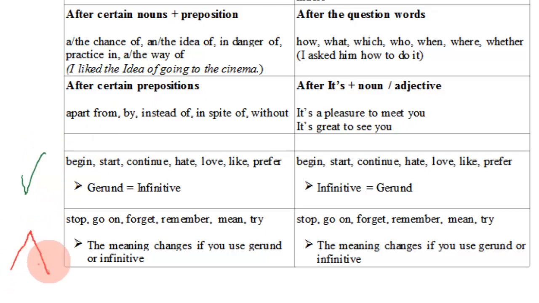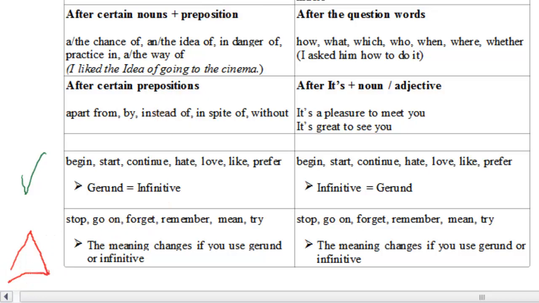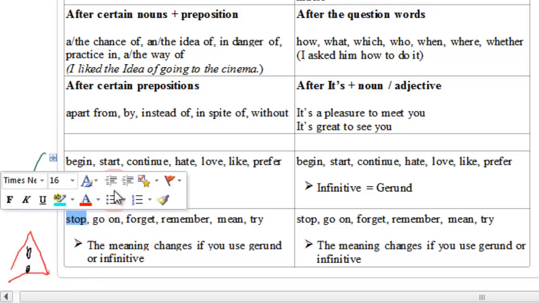However, it becomes more difficult if we take a look at the words down here. So, let me draw you a little attention sign, indicating that this is a possible problem. Because if we take a look at the words stop, go on, forget, remember, mean, and try, the meaning changes if you use the gerund or the infinitive. So, I stopped going to school means I do no longer attend school. I stopped to go to school, however, means I stopped one activity in order to start a new one, which is going to school.